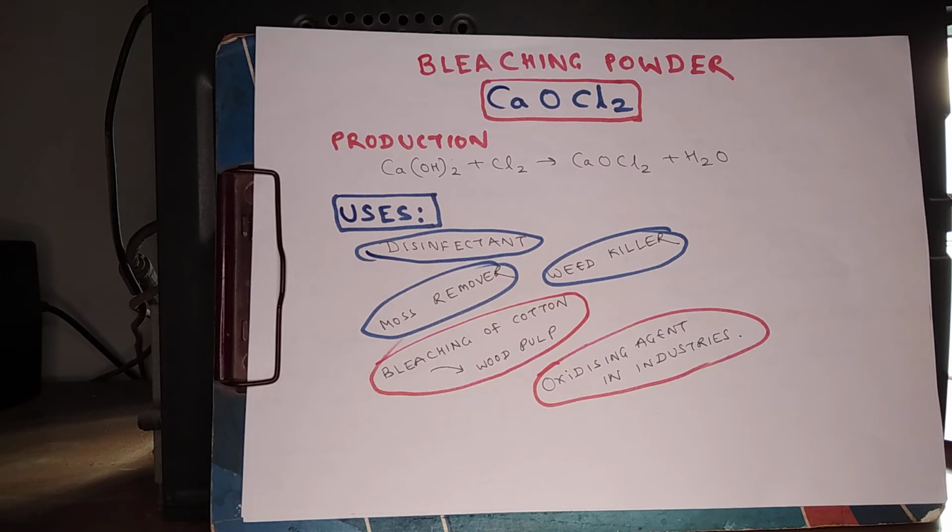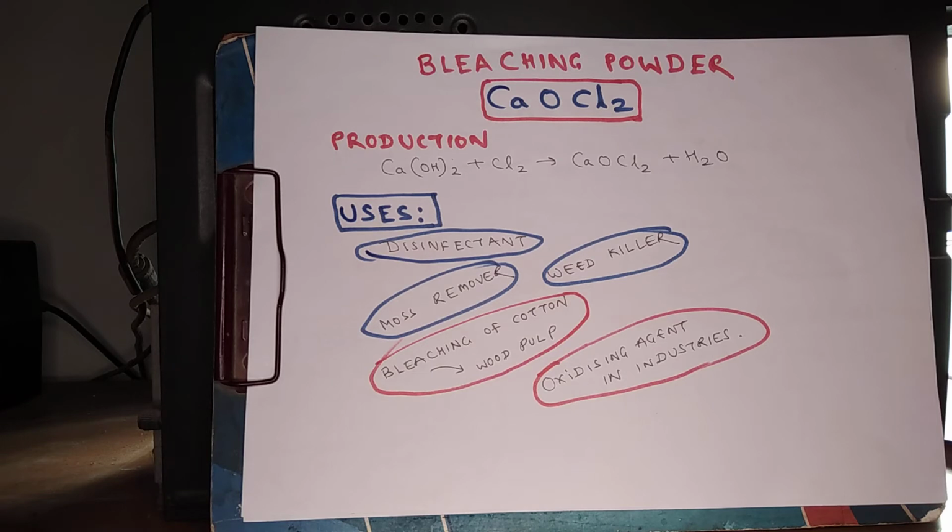Now let us come to bleaching powder. The actual chemical formula of bleaching powder is quite complicated. For the sake of convenience, we shall be using a simple formula, that is CaOCl2. The production takes place when slaked lime reacts with chlorine gas. So chlorine gas reacts with slaked lime to give bleaching powder and water. It's as simple as that.